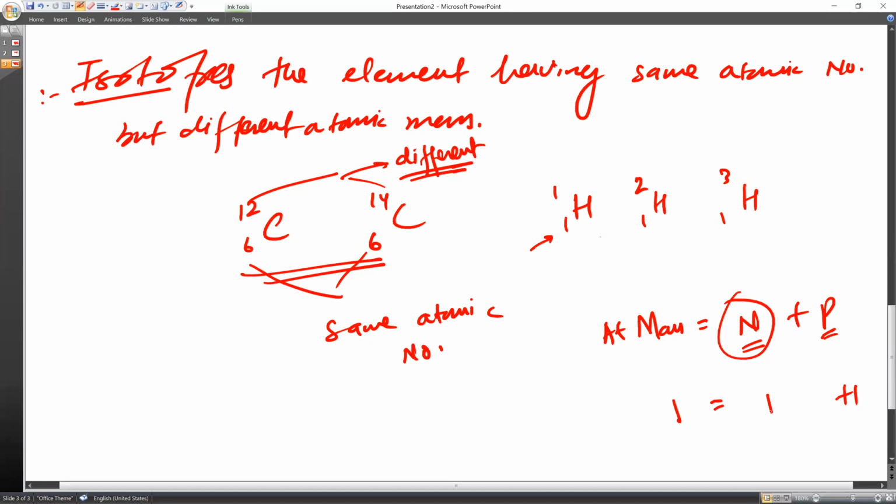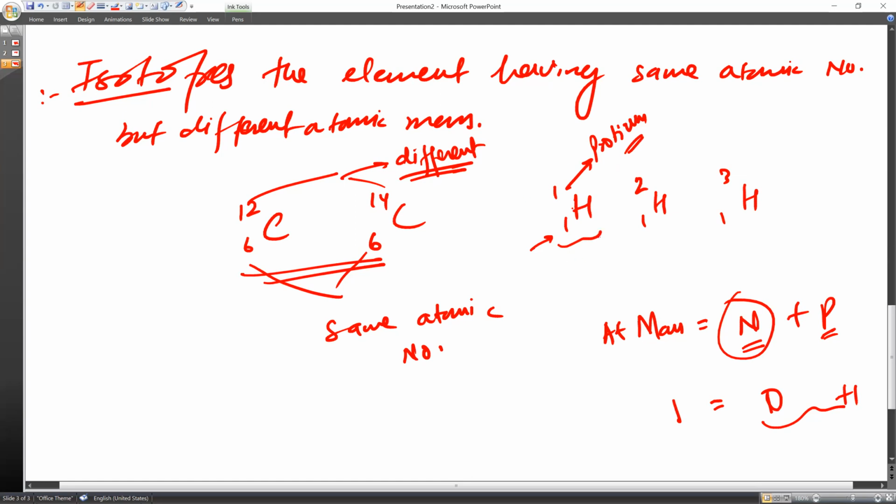It will be 1 or 0. Because if you add 1 here, then it will become 2. So it will be 0. So in this case of isotopes, protium is an isotope of hydrogen which is going to have 0 neutron.